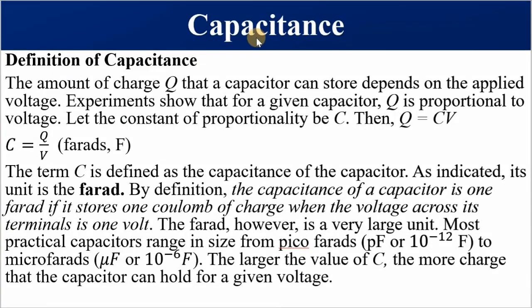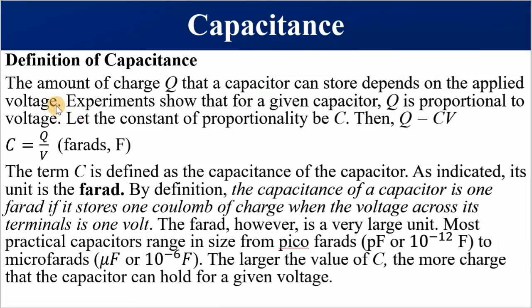We are revisiting capacitance. Why? Because we've got an important formula which you must be able to apply. C mathematically can be defined as C is equal to Q over V, where Q is the charge and the unit of C is farad. This means that charge can be found by multiplying capacitance and voltage. So we can safely say charge of a capacitor Q is proportional to voltage. Hence, the amount of charge Q that a capacitor can store depends on the applied voltage.